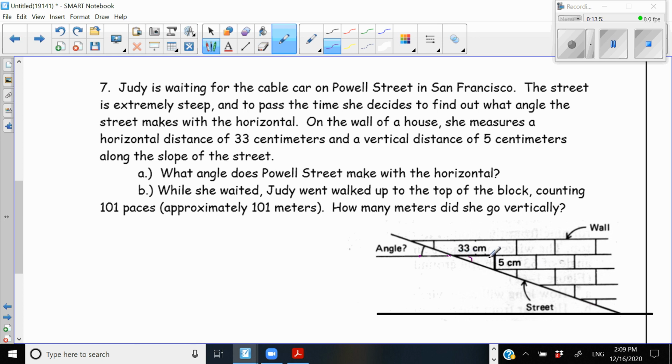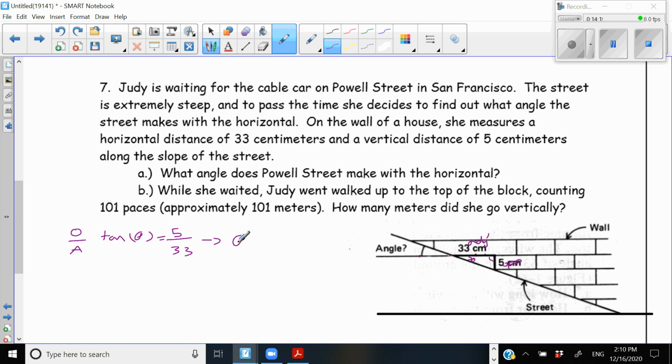I have a right triangle here, and I have the opposite side, which is 5, and the adjacent side over here, which is 33. How can I find the angle? Well, I'm going to use tangent function. Tangent of, let's call this theta, tangent of theta is equal to opposite over adjacent, 5 over 33.